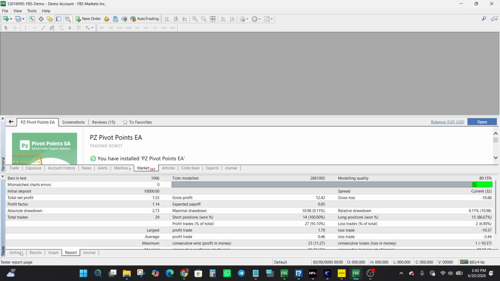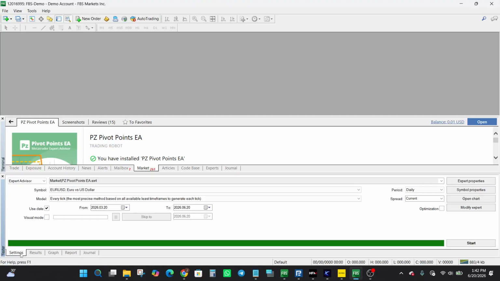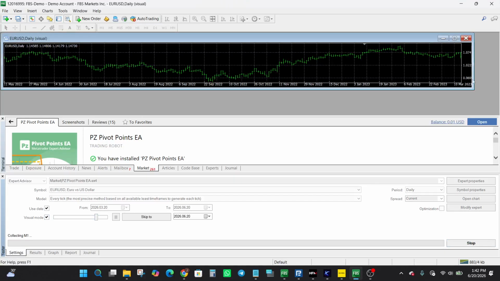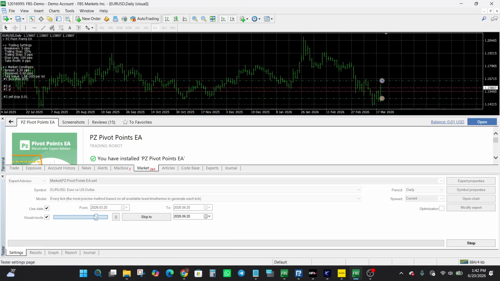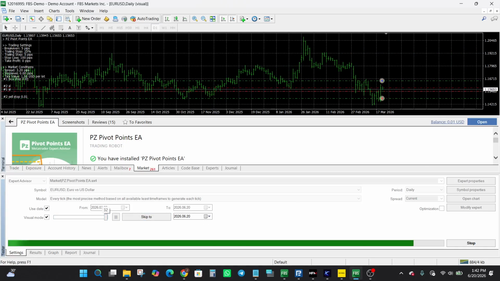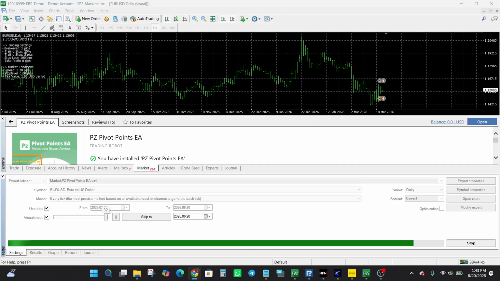Now, let us turn on the visuals. Let us see how this EA looks in action. As we review the historical chart activity, the trades generally align with pivot based reactions, and where price interacts with support and resistance levels derived from the pivot structure.